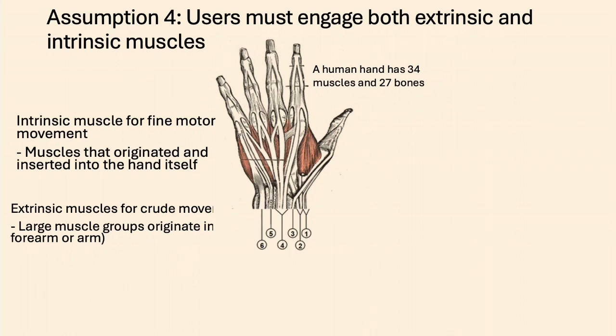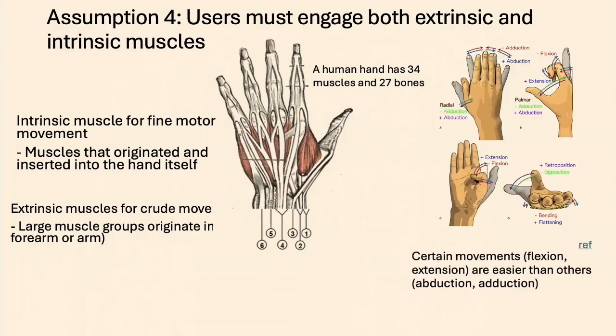Okay, the fourth assumption, user must engage extrinsic and intrinsic muscles. Okay, so a little bit of biology lesson. Extrinsic muscles are the muscles that come from the forearm or arm. In here, you can see them numbered. Intrinsic muscles are the muscles in our hand, the brown colored. The purpose of extrinsic muscles is that we can make larger movement, gross motor movement, and the intrinsic muscles can make the fine movement like the clicking, pointing on the right spot. So that's the role of intrinsic muscle.